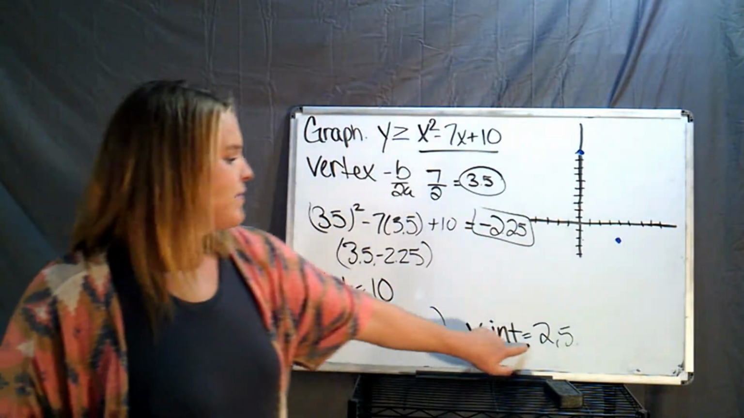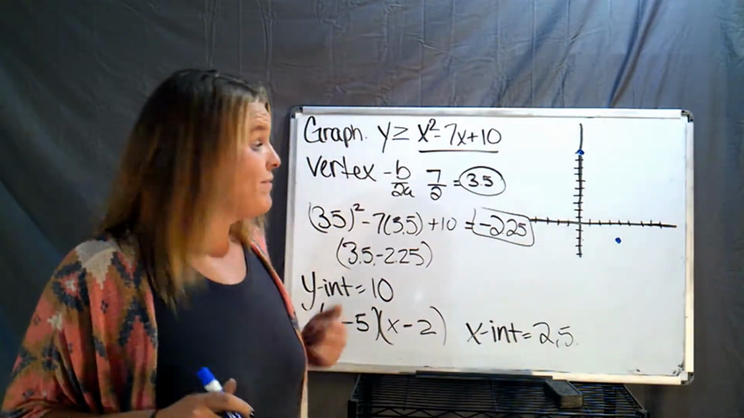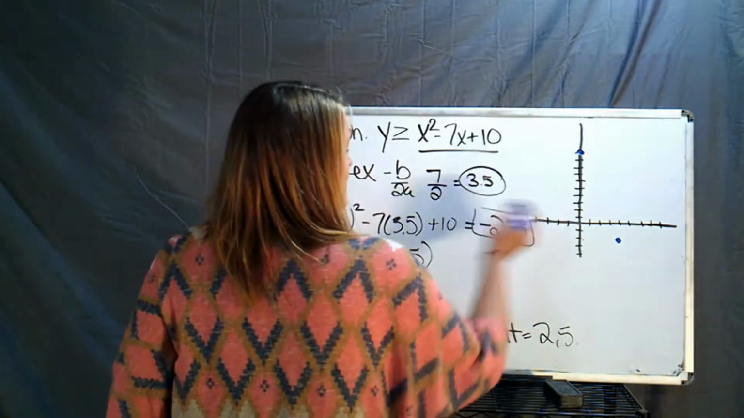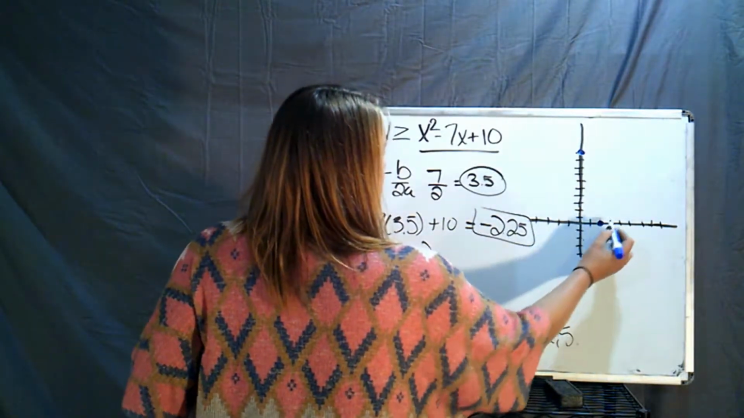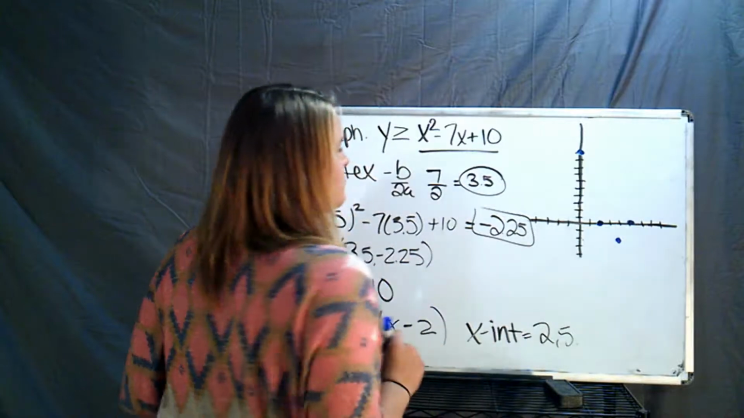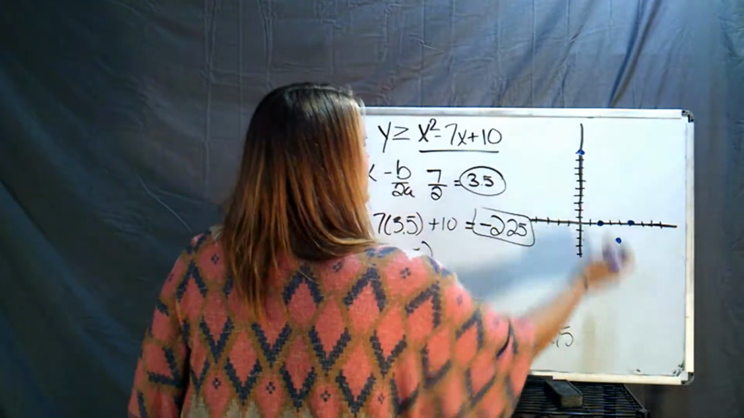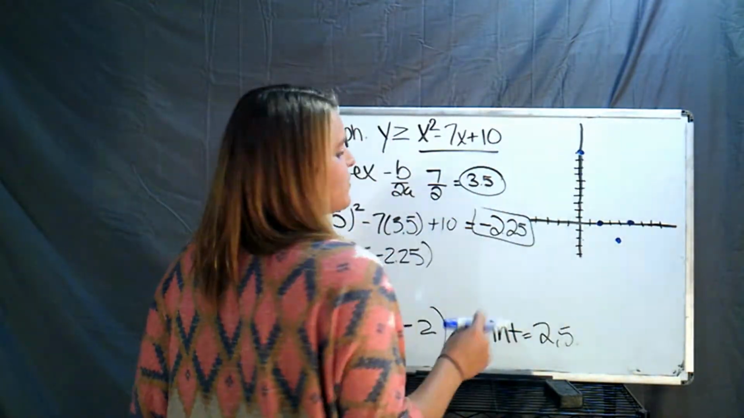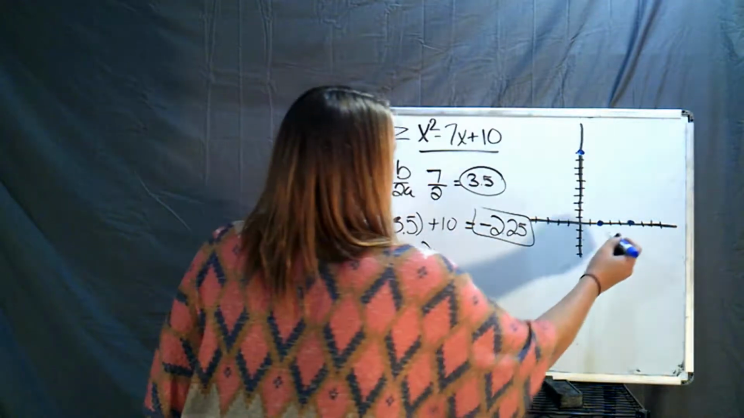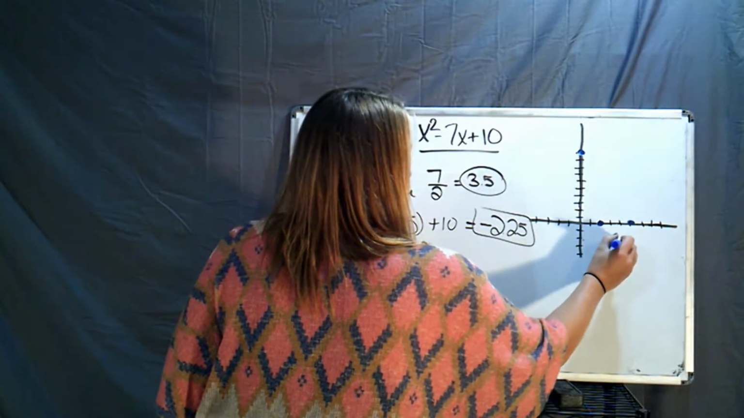And my x-intercepts are where the graph is going to cross the x-axis, at 2 and 5. So it's going to cross at 2, and it's going to cross at 5. And I could use my axis of symmetry to plot a point over here, but I have enough information to graph this the way it is.